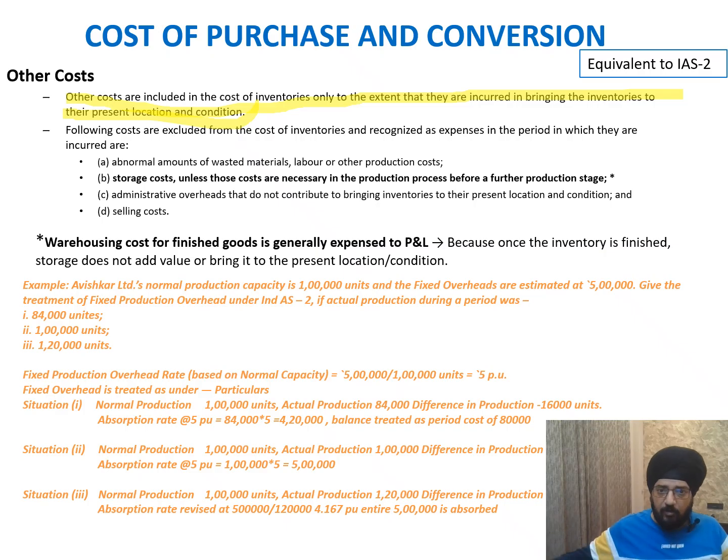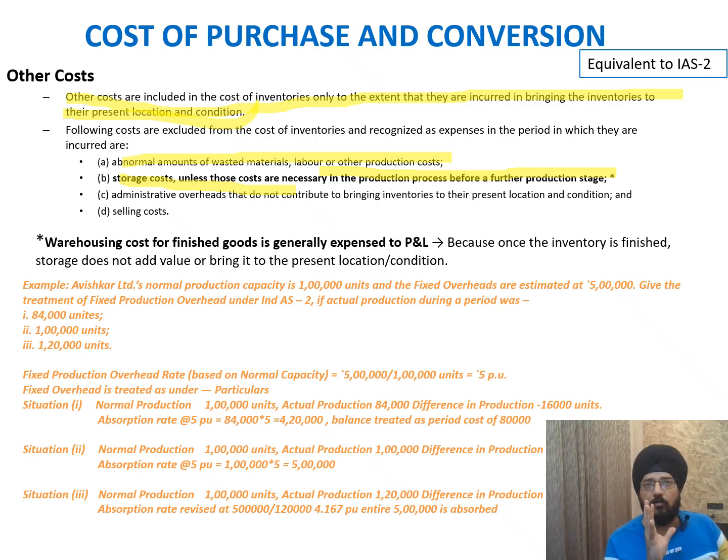What are specifically not included in the cost of my inventory are abnormal amounts of wasted material, labor, or other production cost, which means abnormal wastage and abnormal costs are not included. Storage costs are also excluded, unless these costs are necessary in the production process before a further production stage. This is very, very critical, and I think we mentioned this when I was discussing the previous slide, that we'll talk about the warehousing cost separately.